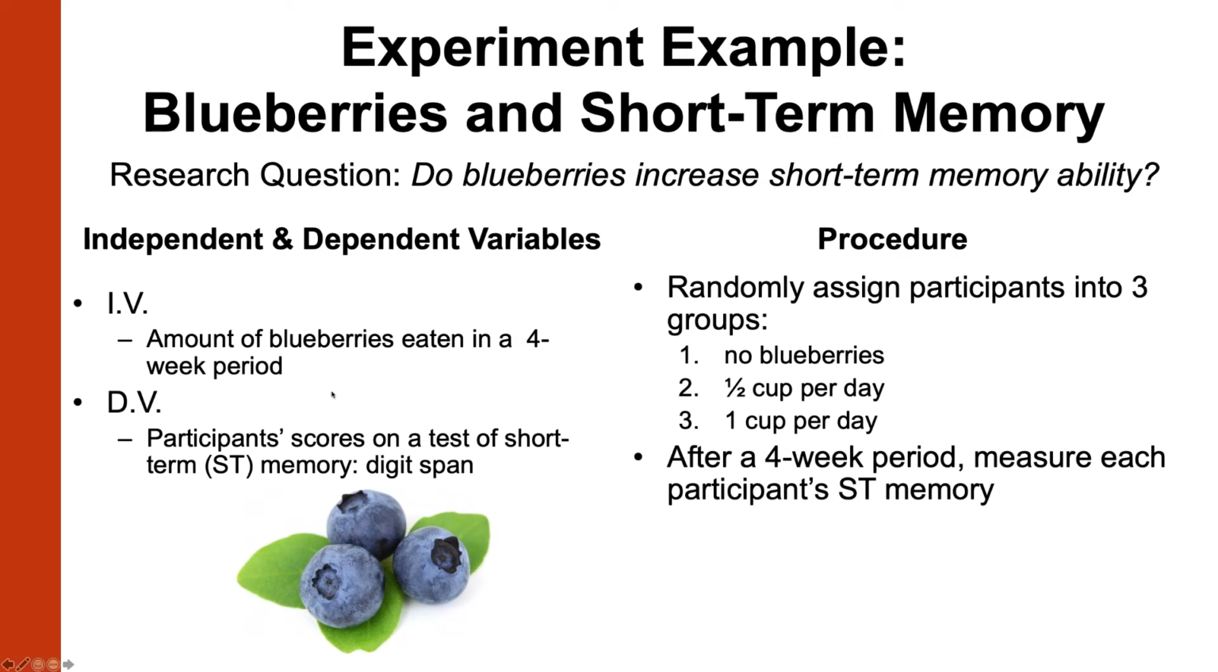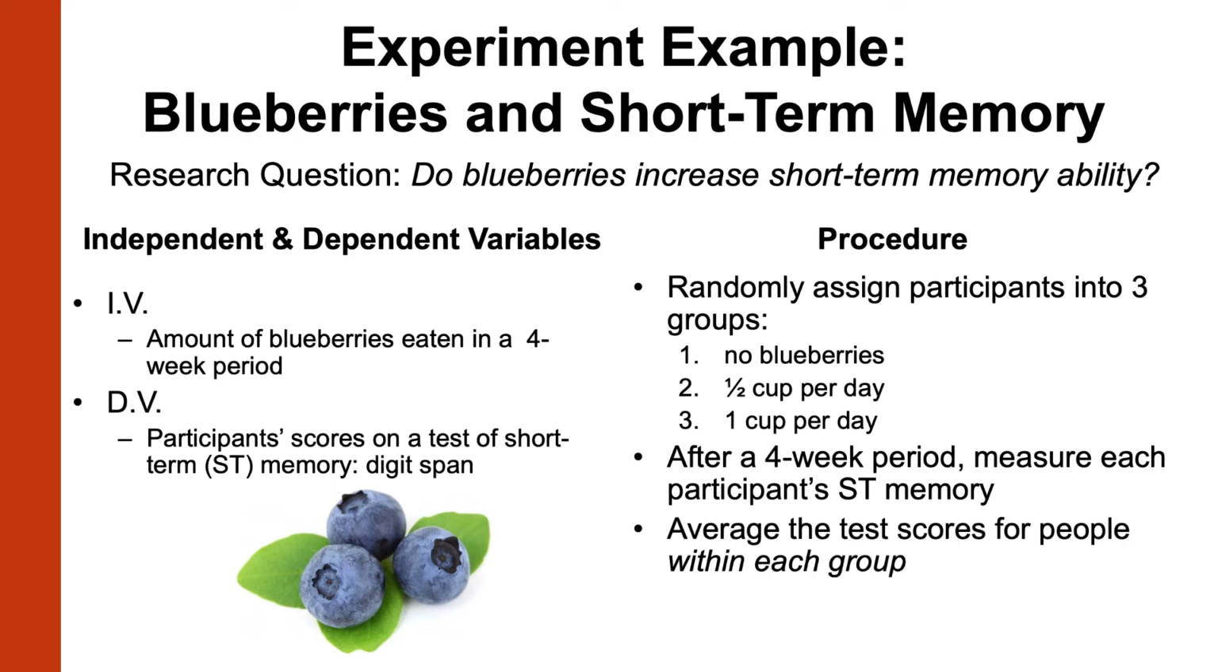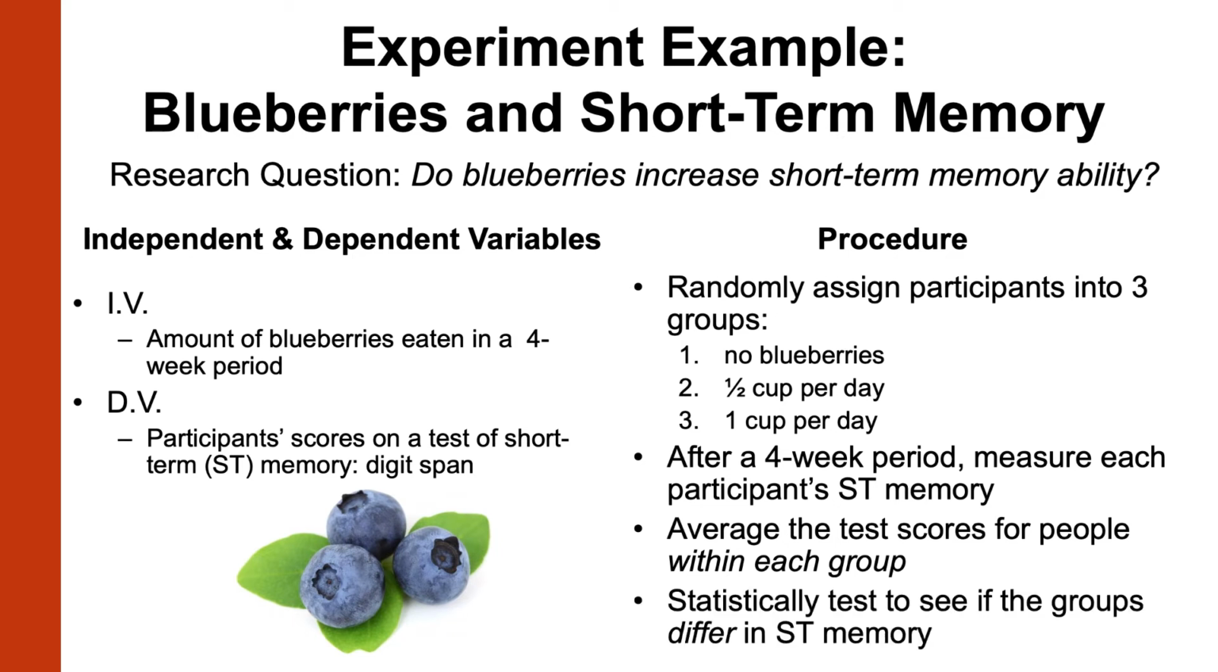What we have here is an independent variable that we are manipulating into different levels, and we have groups that are randomly assigned to increase our ability to control that the groups will not be different for any reason other than the amount of blueberries that they consume. Once we've measured all of the participants' short-term memory, then we'll average the short-term memory test scores for people within each group and compare the scores for each of the groups. If we see differences between the groups, then we can use a statistical test to see if the groups are significantly different. In other words, that they are showing differences that you would not expect due to chance.